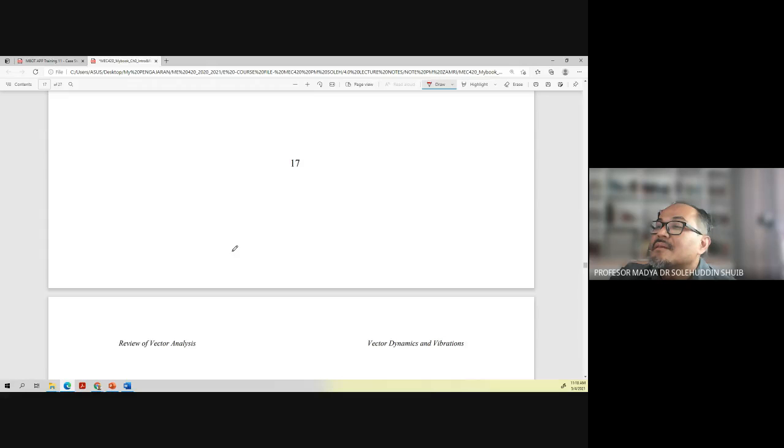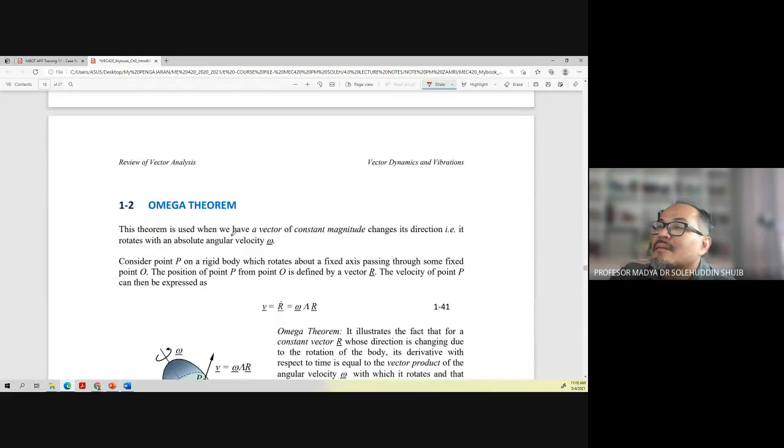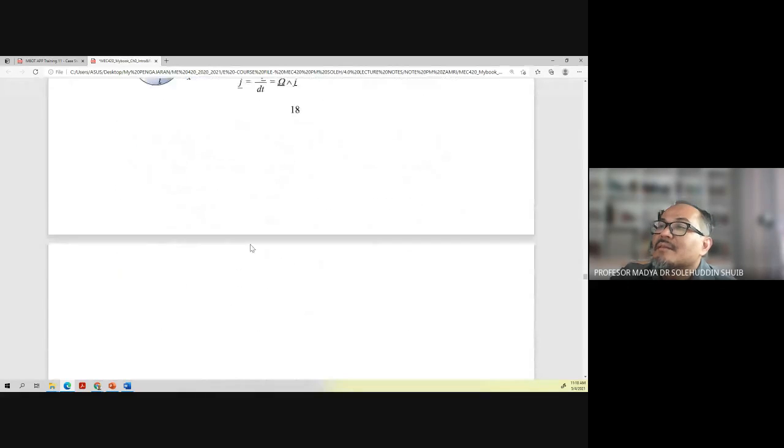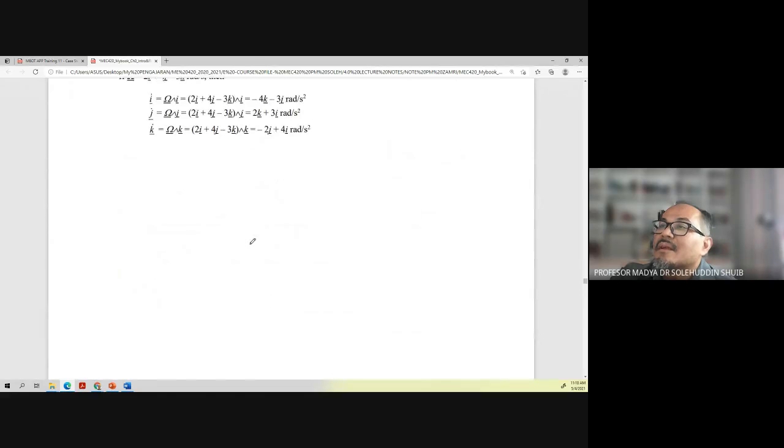Next one. Omega theorem. I'm going to talk about this when we cover the topic of rigid body.